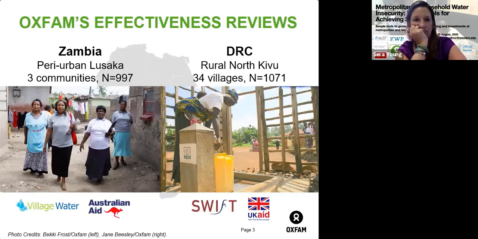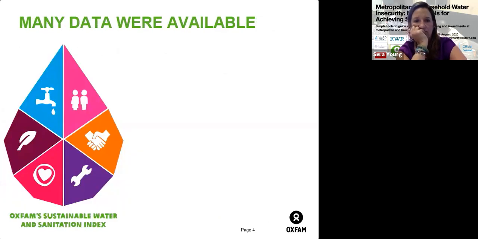For each of the effectiveness reviews, we looked at project impact using Oxfam's Sustainable Water and Sanitation Index, which is a slightly more complex tool, and it will be published together with the evaluation reports. And it looks across 6 dimensions, including water insecurity, equity, institutions, operations, well-being, and the environment.